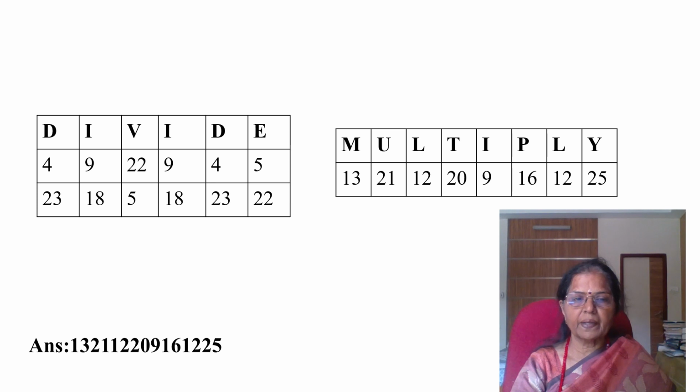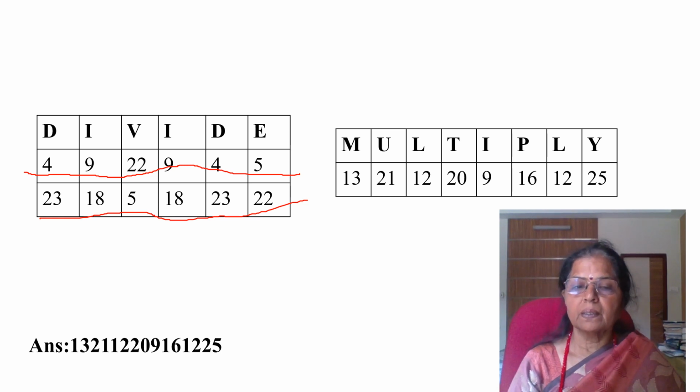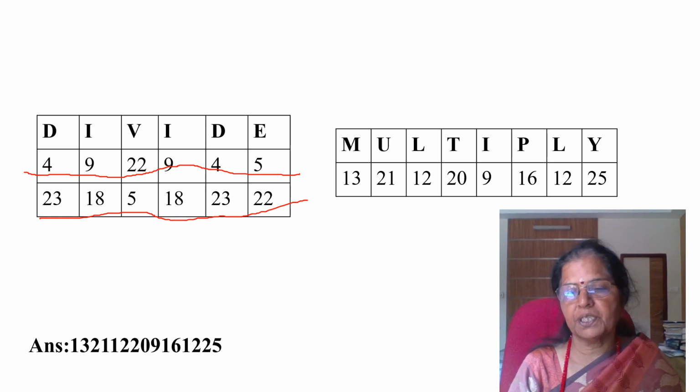See, divide. Here we have written what is given above is the direct order position numbers, and what is given below is the reverse order position. Now we found out the pattern, which is the direct position. So the coding is done by using the direct order position.